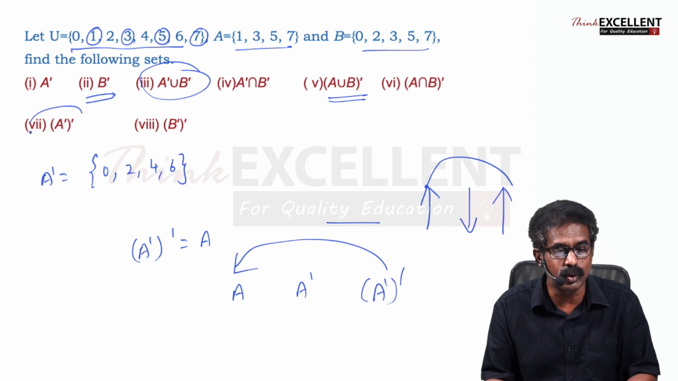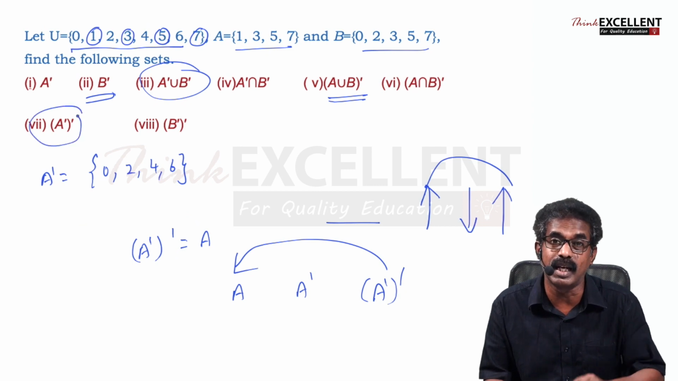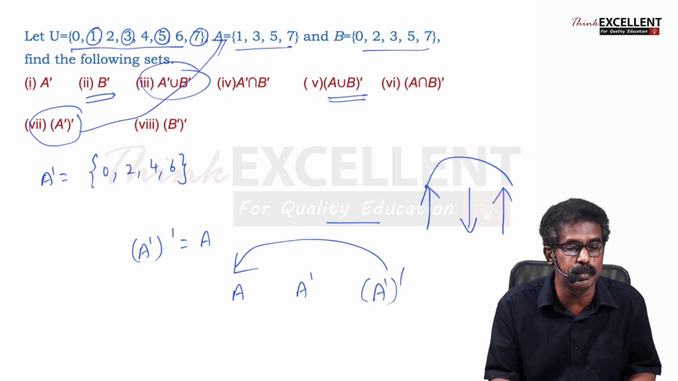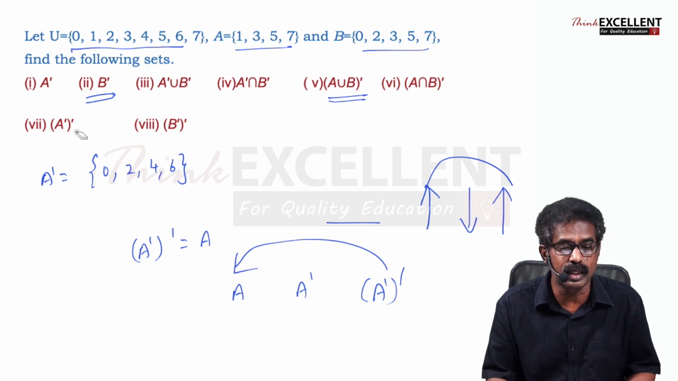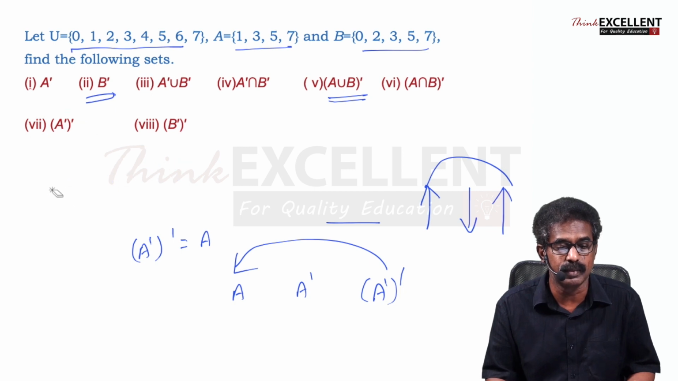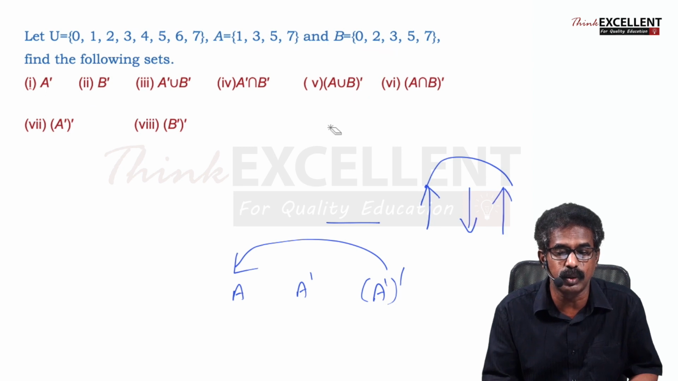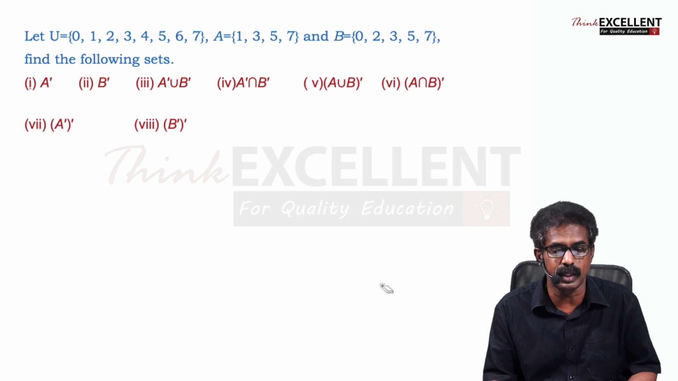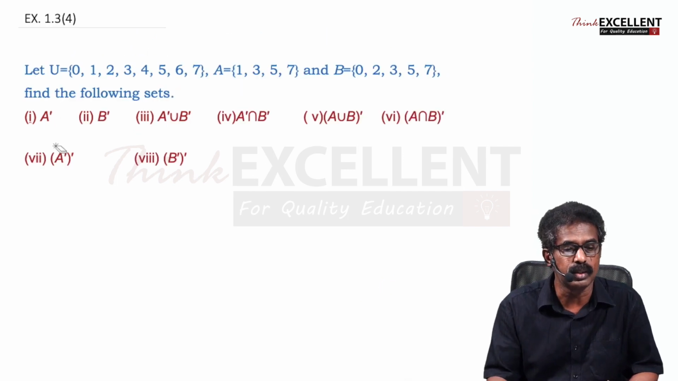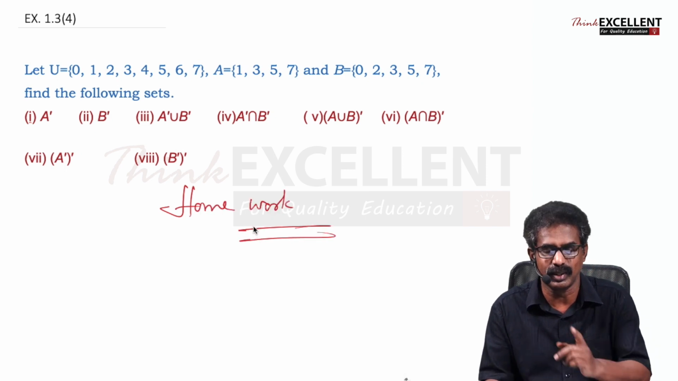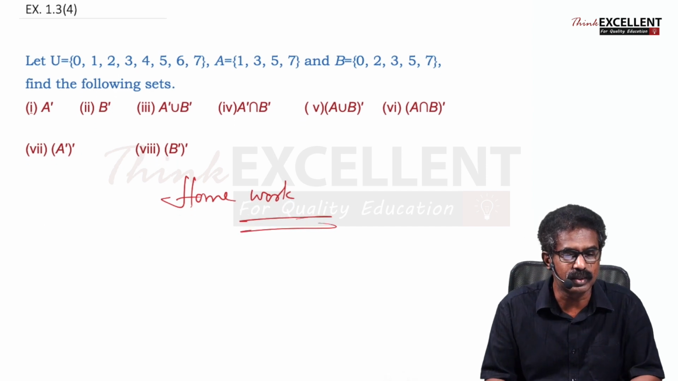So (A dash) the whole dash, you know what answer you are supposed to get. (A dash) the whole dash is what? A itself. So 1, 3, 5, 7 will be your answer, right? So can you tell me the last one's answer? That is what? (B dash) the whole dash is the same as B, right? So I hope you understood all these things. So I think you can take this sum as well. Yes, this is what you don't like, right? But you have to do this. Now let us go to the next question.